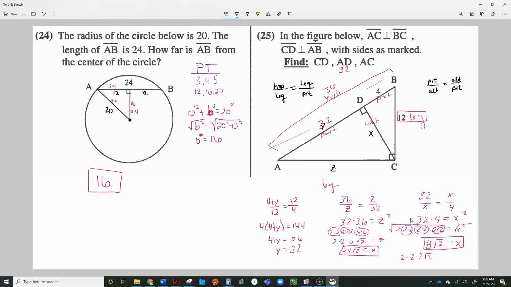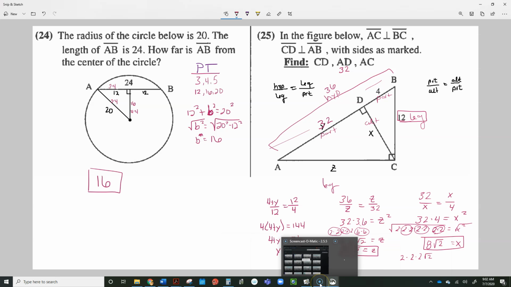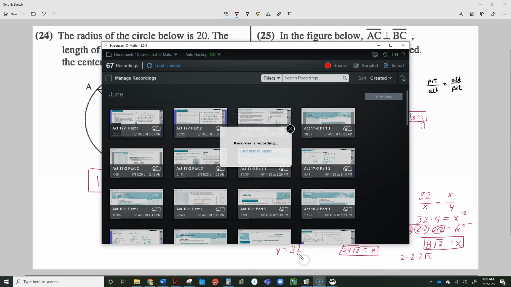So there's the altitude, 8 square roots of 2. 24 square roots of 2 is this leg, and 32 was the piece of the hypotenuse. All right, my next video will start with problem number 26.